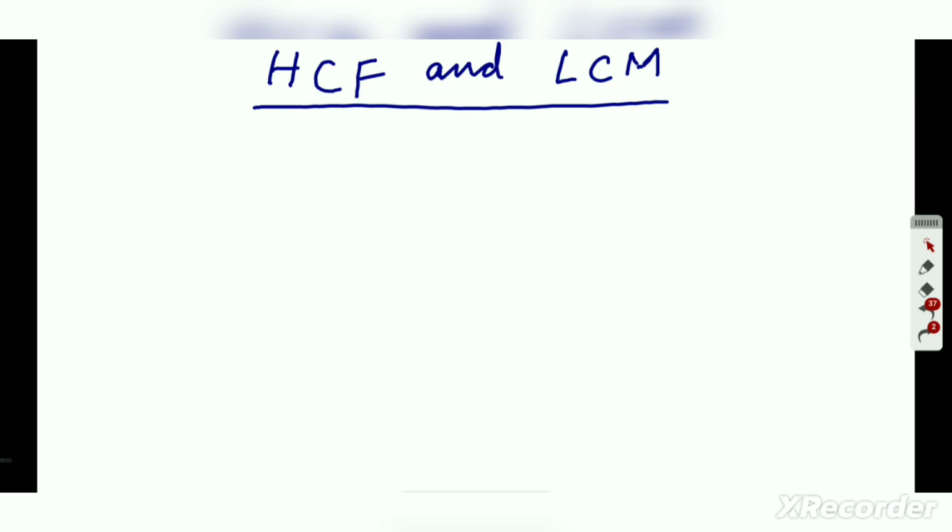Hi everyone. In this video, we will understand the basic concepts of LCM and HCF and also the difference between them in a very simple way. First, let's understand factors and multiples. Then we learn HCF and LCM and finally the difference and the uses. Now first coming to factors.